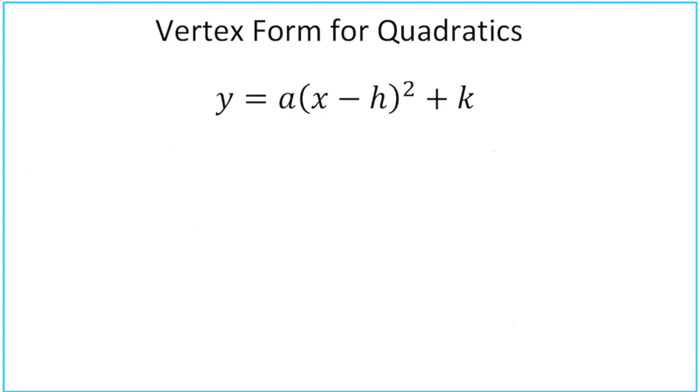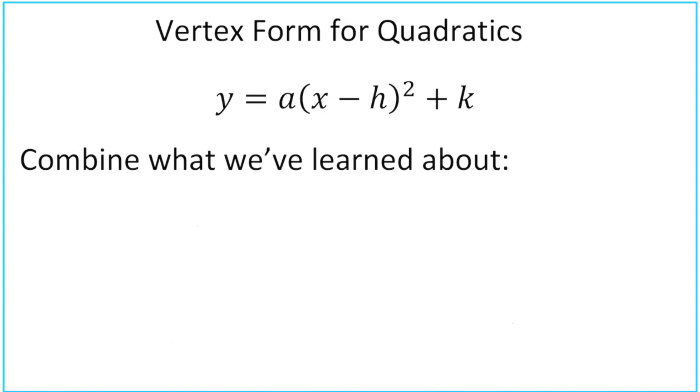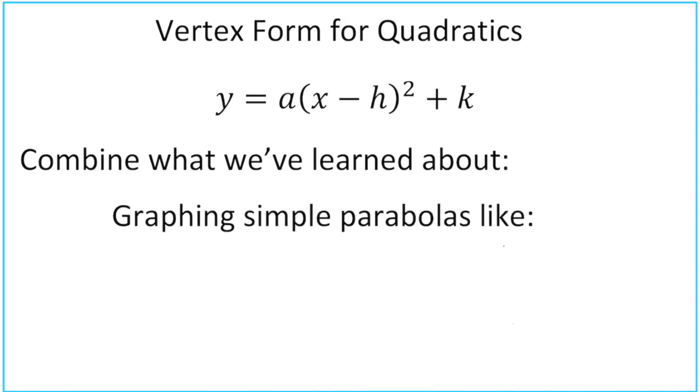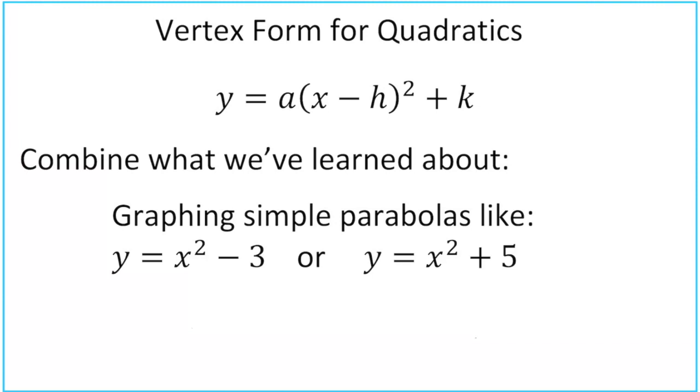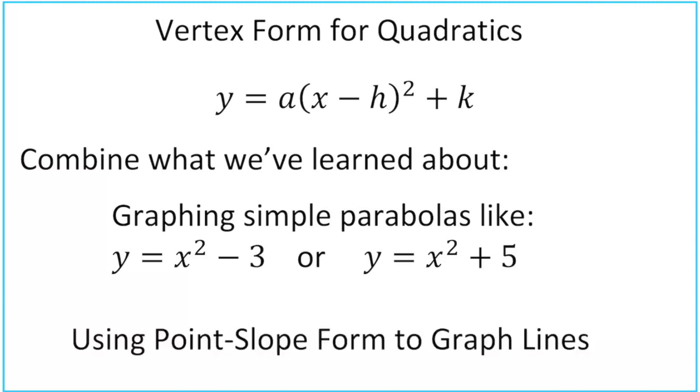In this video, we're going to take a look at vertex form for quadratics. So in its complete form, vertex form is y equals a times x minus h squared plus k. However, you've actually learned all the skills you need to do this. It's just a matter of combining what we've already learned about graphing simple parabolas, like y equals x squared minus 3 or y equals x squared plus 5. We're going to combine that concept with using point slope form to graph lines.